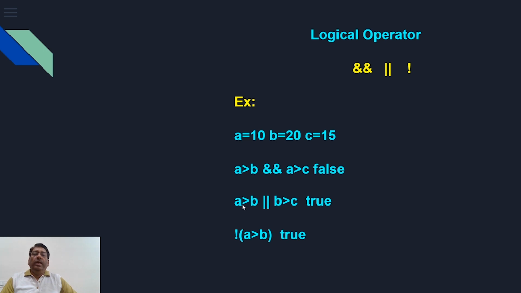In a similar way, A greater than B is false, but you are using an OR operator. So B greater than C: B is greater than C, true. So the result of this is going to be true because you satisfy one condition out of the conditions that are given. And then NOT of A greater than B: A greater than B is true or false? A is greater than B, false, but NOT of false is going to be true. So this is how you can make use of logical operators.